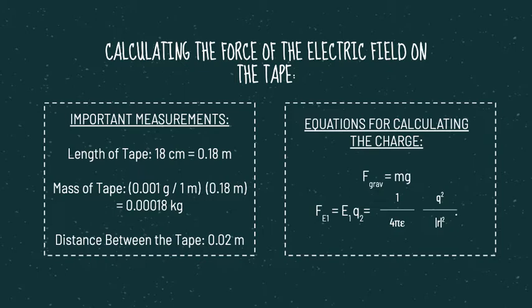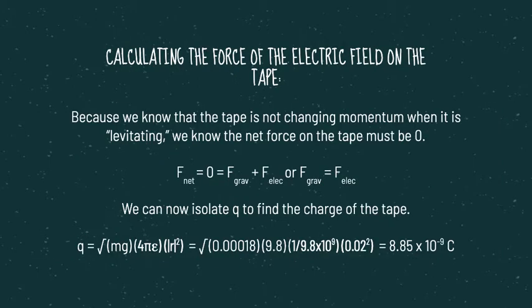For this problem in the electric force formula, we can use Q squared because we know that the tapes have the same charge. Because we know the object is at rest, we know the forces are equal and can set our formulas from the last slide for the force of gravity and the force of electricity equal and isolate for Q. When we do this by hand, we get 8.85 times 10 to the negative 9 coulombs.